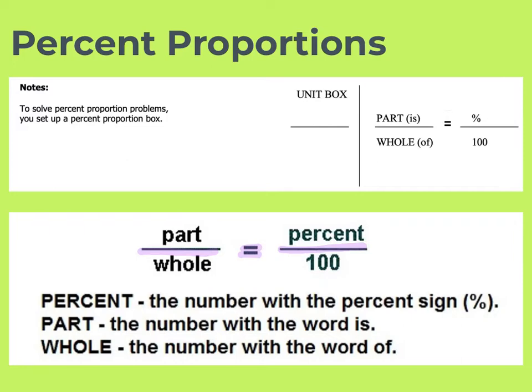The first ratio in our proportion will be the part to the whole. The part is the number with the word is, and the whole is the number with the word of. Then the second ratio in our proportion is the percent out of 100. 100 will always be present in our percent proportions because percent means out of 100.